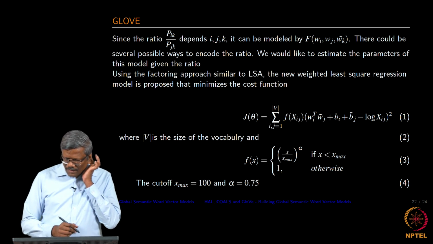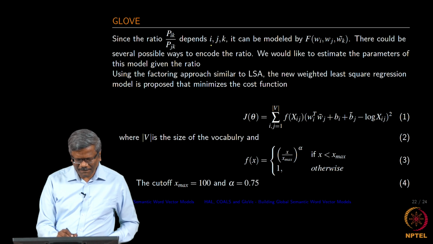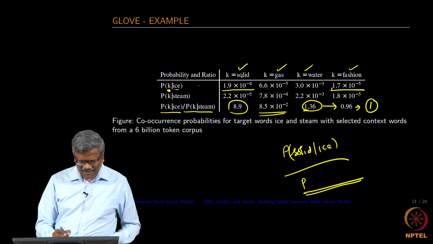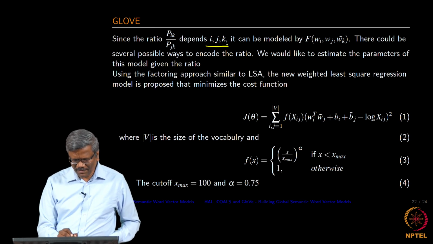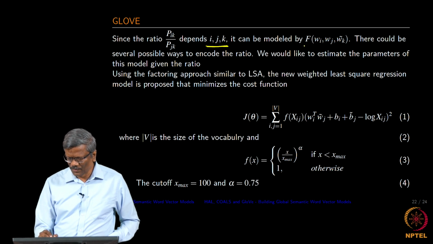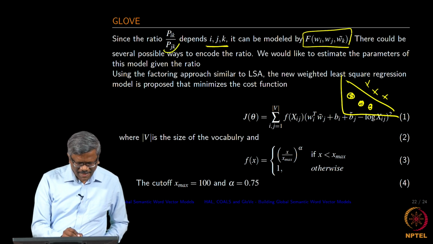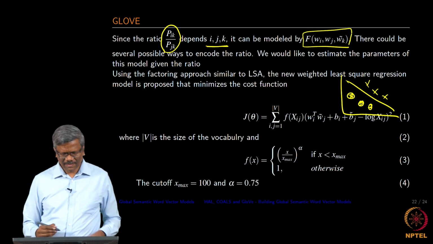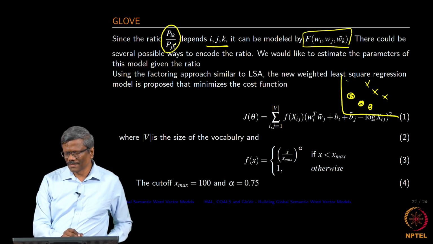All right. Since the ratio that we are talking about depends on 3 words, ice, steam and solid, correct. So, it depends on 3 words. It can be modeled using a relationship. We are going to be estimating a model which actually tries to get this ratio. Okay. So, what we are computing is only this, correct.